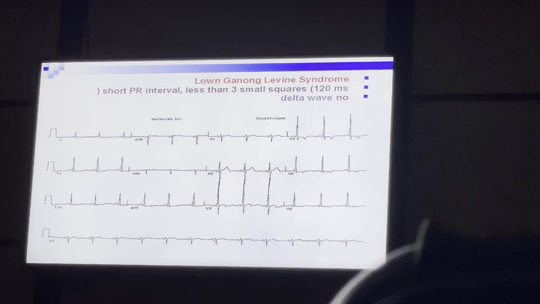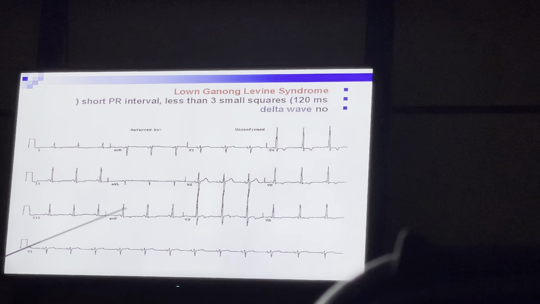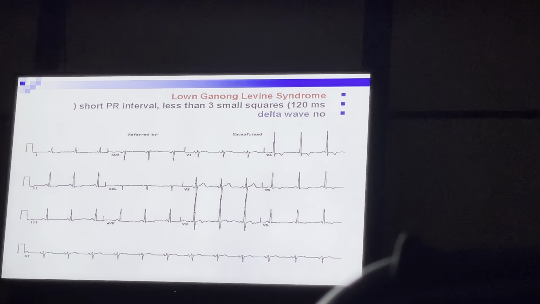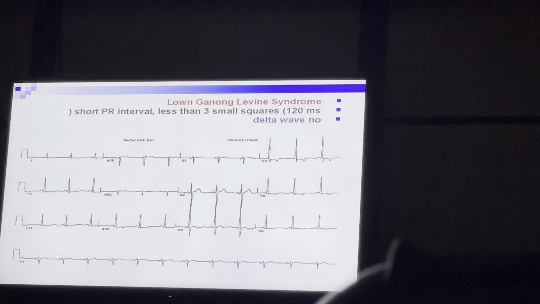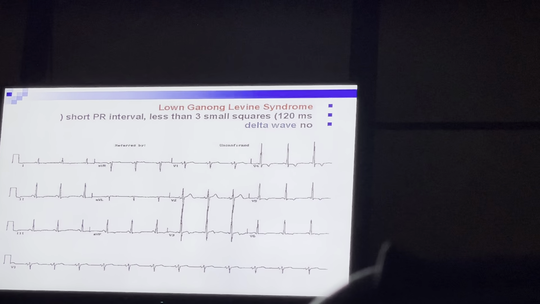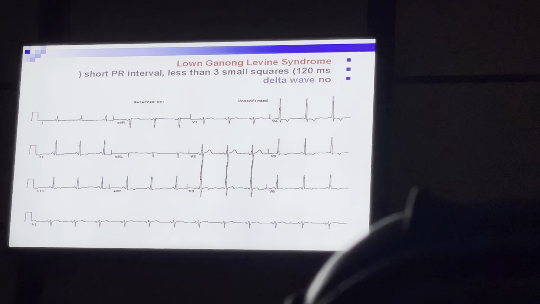Next, this is LGL syndrome, in which you see the PR is short. Here you can see the PR is very short, but there is no delta wave. So when the PR is short and there is no delta wave, it may be LGL syndrome, but most of the time it can occur in normal young adults.